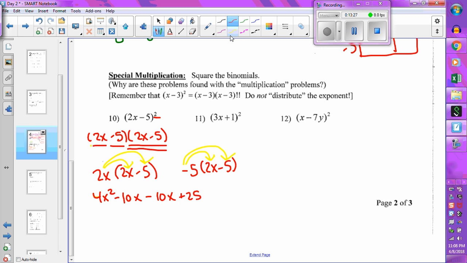Guess what we get to do again? We get to combine our like terms, okay? So I'm going to rewrite this. So this is 4x squared. I have a negative, meaning I owe someone 10, and I owe someone another 10. So altogether, I owe 20. So it's a negative 20x plus 25, and this is your final answer right here.